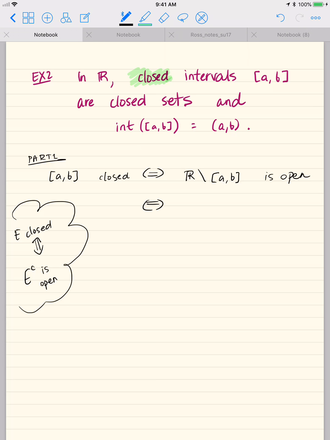And now, what is the complement? So the complement would be from negative infinity to A, union B to infinity. And now, all I would need to do is show that sets of the form B to infinity and negative infinity to A, sets like this, are open sets.